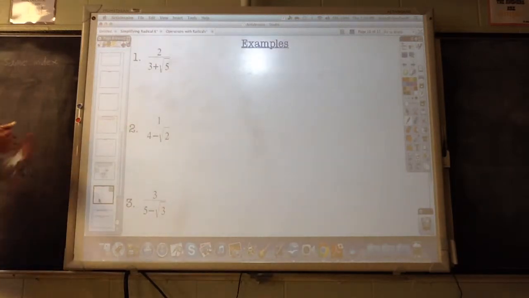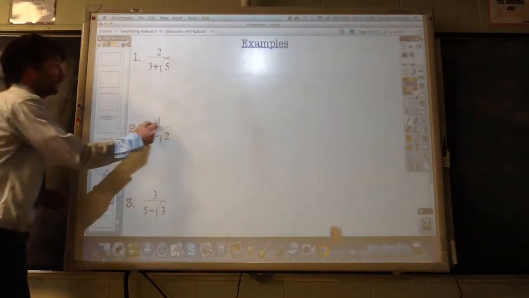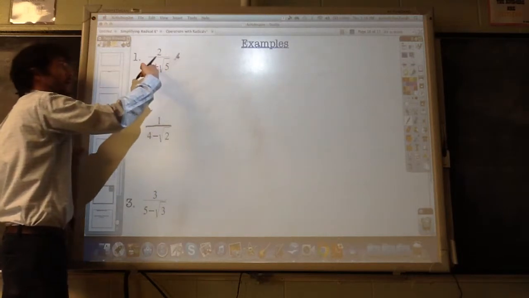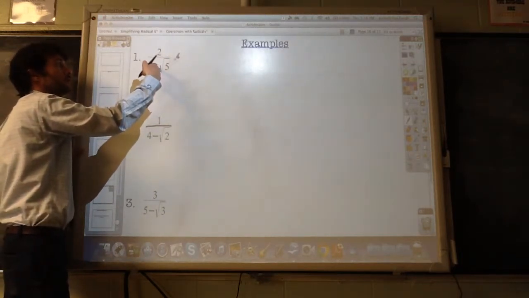So, on this one, in order to simplify, I need to multiply by the conjugate. The conjugate is exactly what's on the bottom, except the sign is going to be the opposite.